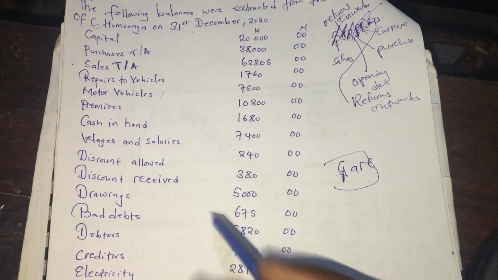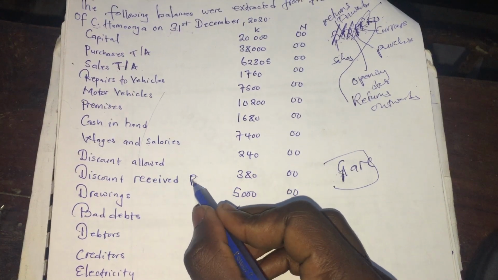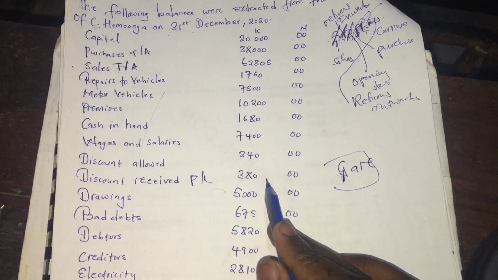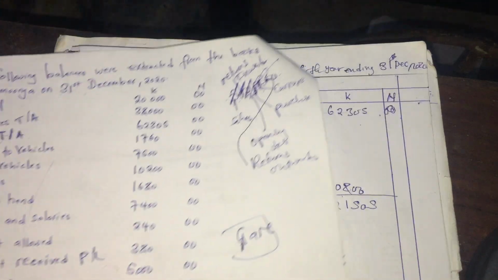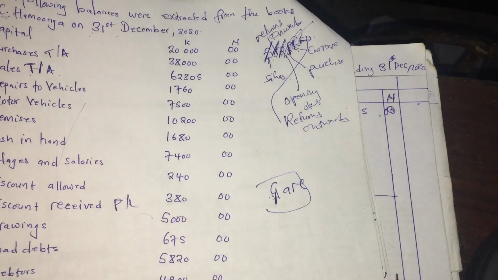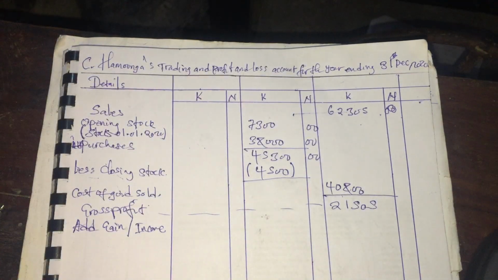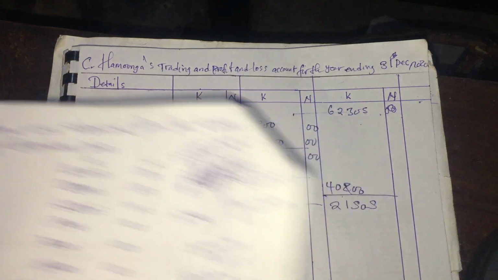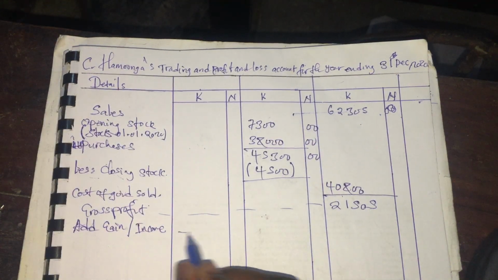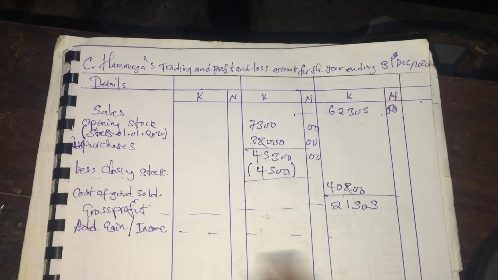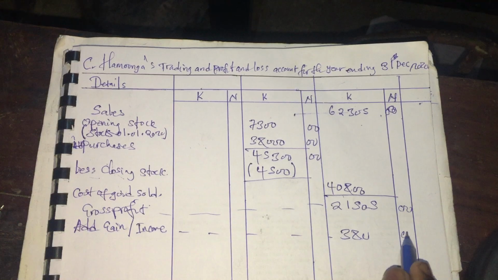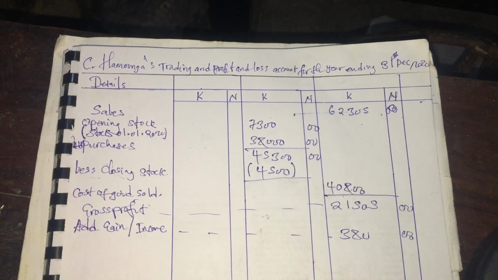So here we do have discount received. We only have this, so it is profit and loss. So we have this amount, which is 380. So exactly this amount should be placed directly in the last box. 380.